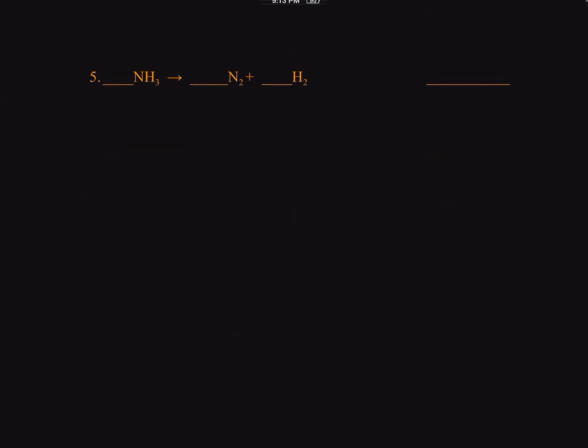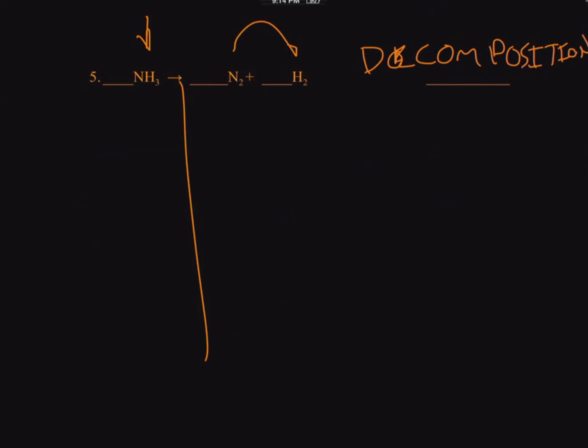Last one, we've got ammonia breaking up into nitrogen and hydrogen gas. When you have one reactant that breaks up into multiple products, that's called a decomposition reaction, which is the opposite of synthesis. Decomposition reaction is when you have one reactant that breaks up into multiple products. So, 1 nitrogen, 3 hydrogen, 2 nitrogen, 2 hydrogen.